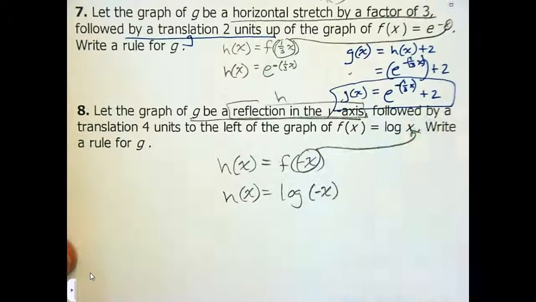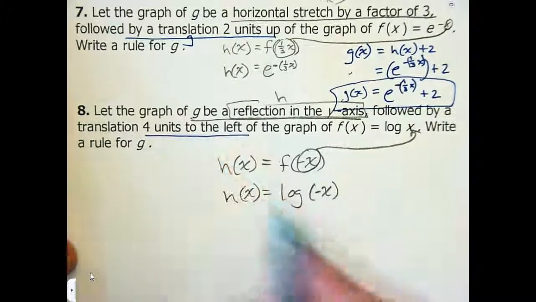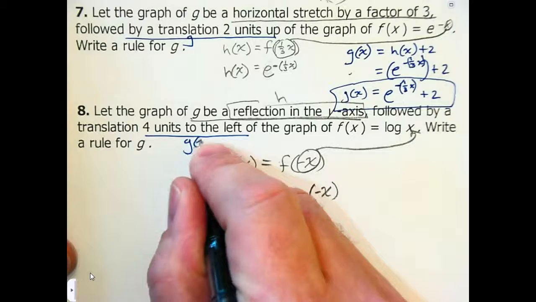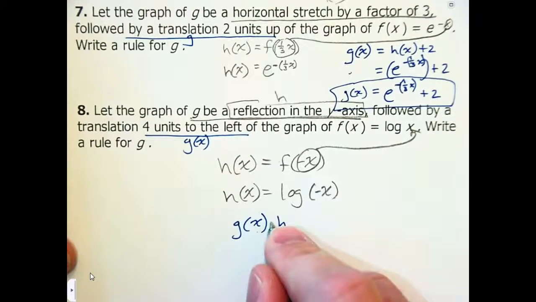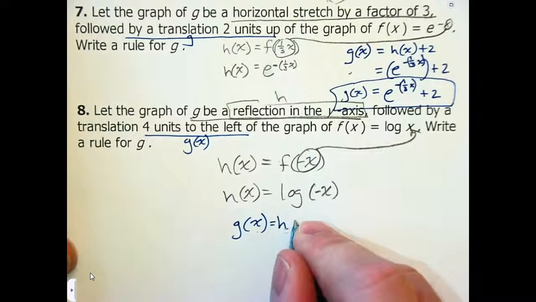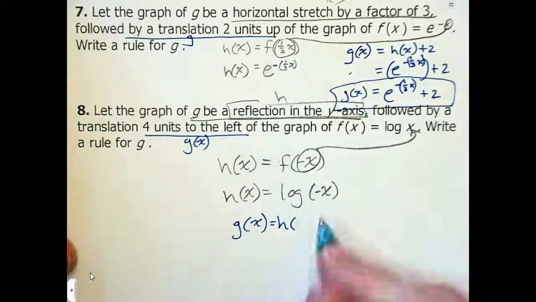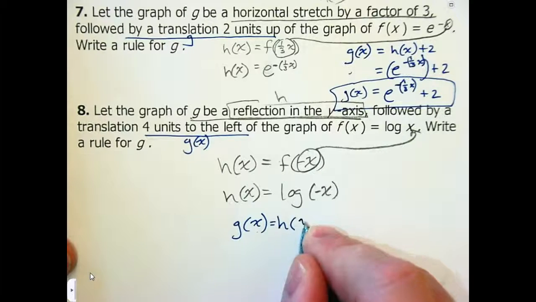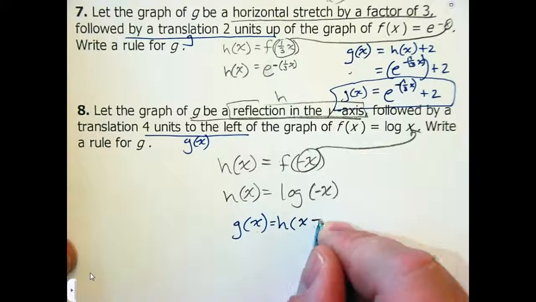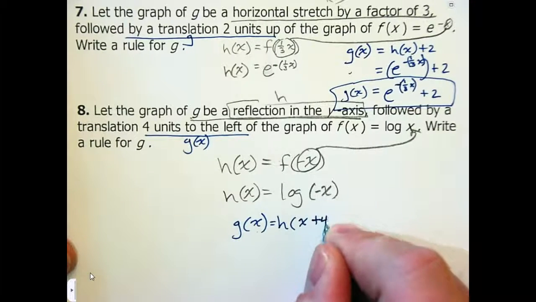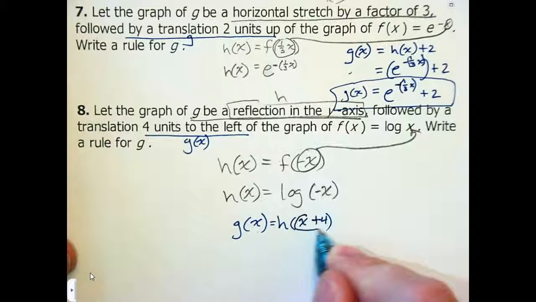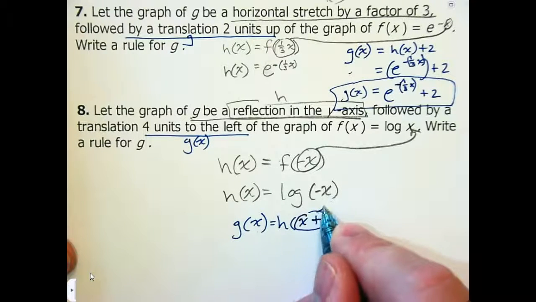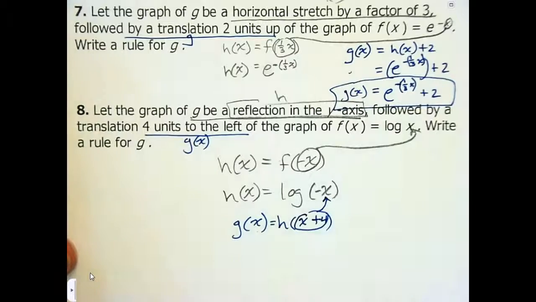And then we're going to follow that by a translation 4 units to the left. So from that, that'll be our g of x piece. So g of x is going to equal h of x. And it's 4 to the left. That means it's x plus or minus. It's going to the left, so it's plus 4. Yes? Okay. And this piece is getting plugged in for that right there.